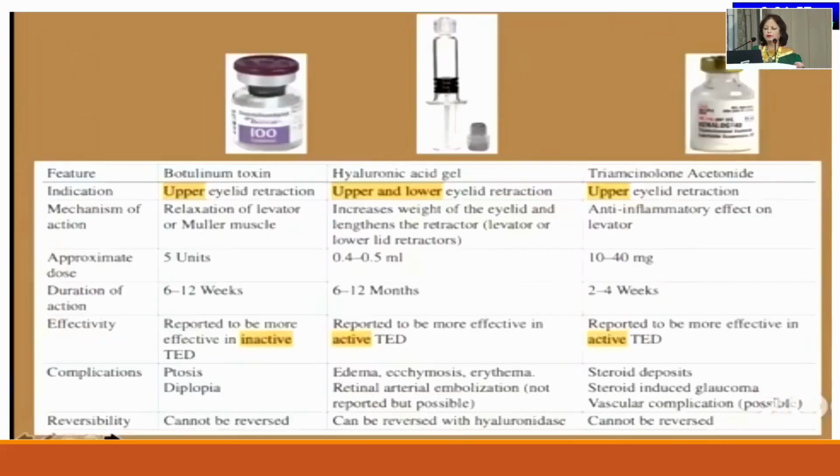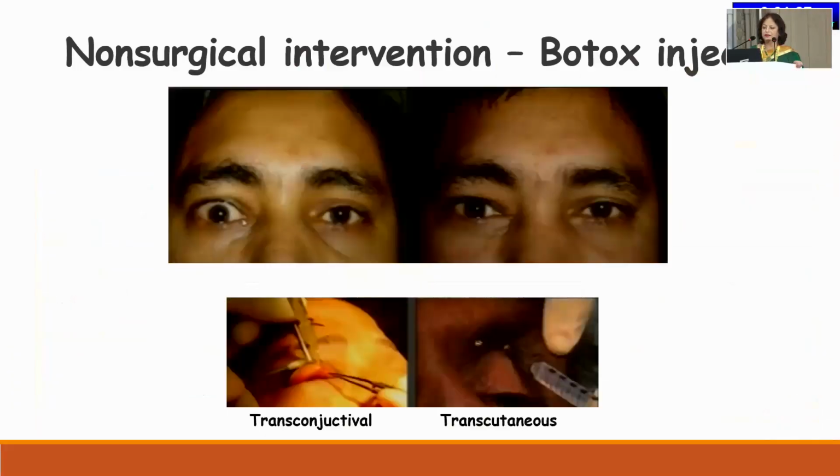Then there are temporary procedures. Botulinum toxin is generally used for upper eyelid retraction commonly, and it is effective in inactive TED. But ptosis and diplopia always remain a fear. Then hyaluronic acid gel can be used for both upper and lower eyelid, and it can also be used in active TED. While TCA is generally used for upper eyelid. The best results are seen with the hyaluronic acid gel, with a timing of 6 to 12 months, followed by botulinum, and then TCA.